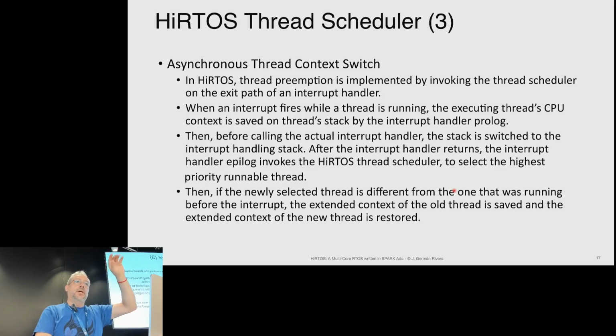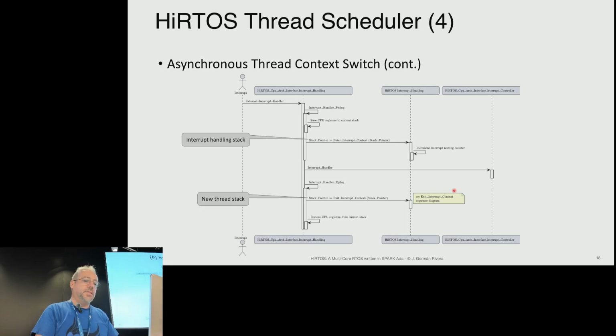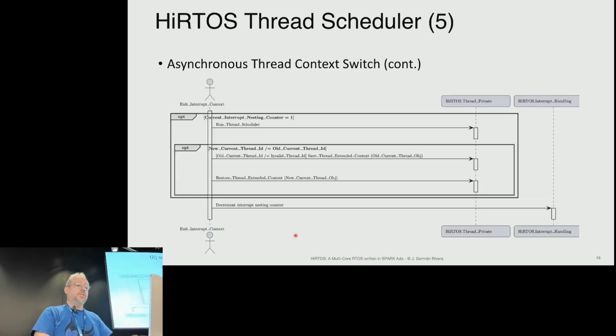HiRTOS intercepts the interrupt, and on entry to the interrupt, it saves the context of the running thread, and then calls the interrupt handler, and then on exit, it calls the part that runs the scheduler to select the next thread to run, and then switches in the context of that thread. That is shown here in this sequence diagram: an interrupt fires, on entry you save the context of the thread that was running, let the interrupt handler run, and then on the exit path from handling the interrupt, you call the thread scheduler, which will select the next highest priority thread to run and return the stack pointer for the new thread, and then you do a context switch to the new thread. So yeah, this is done here.